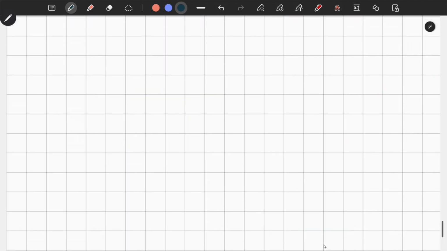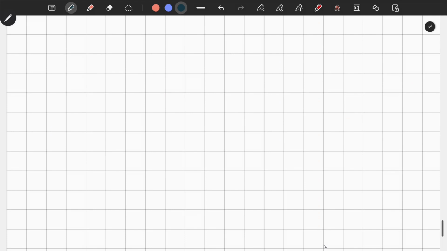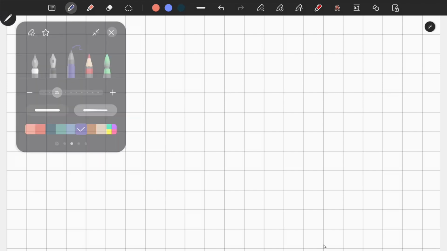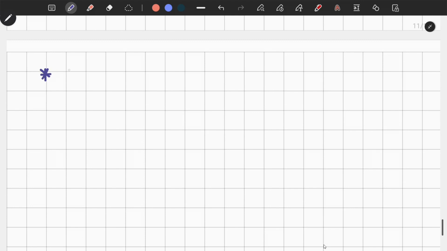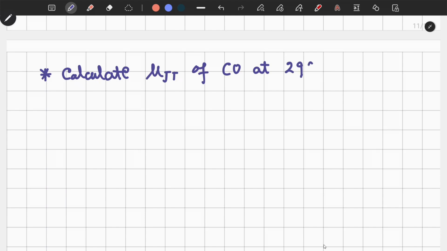Okay. So we have time, so we can discuss one more question. There are lots of questions, but let's discuss one more. Calculate μJT of CO at 28 Kelvin and 40.53 megapascal pressure.